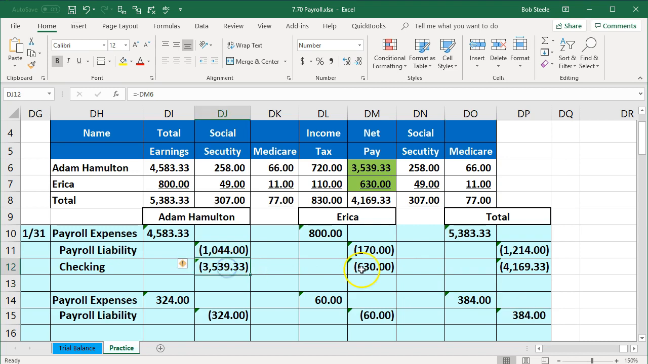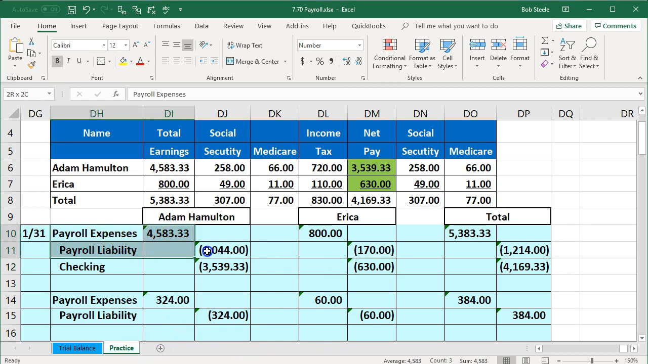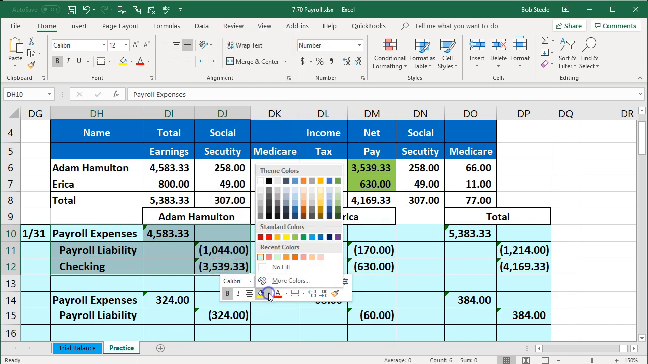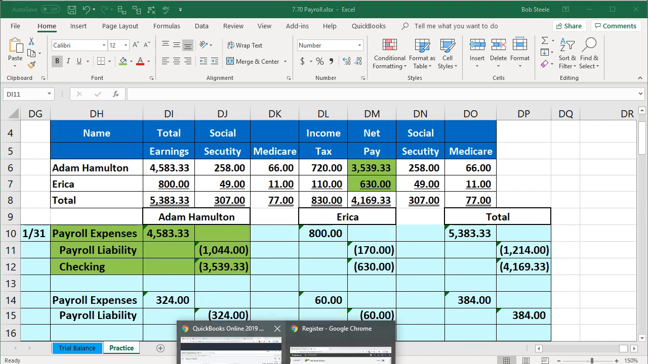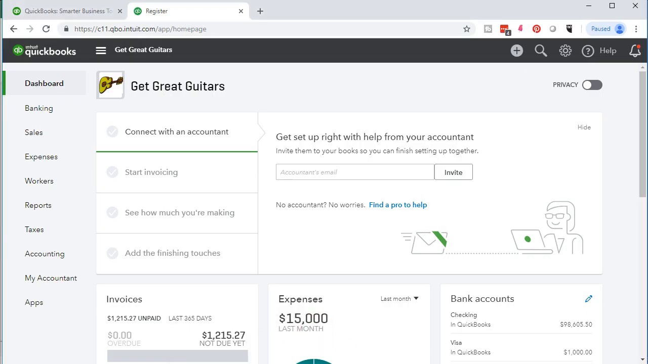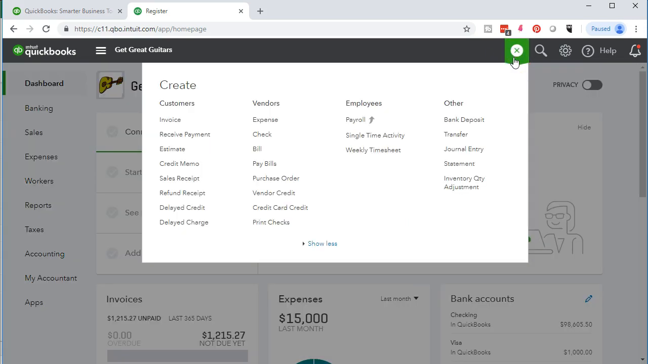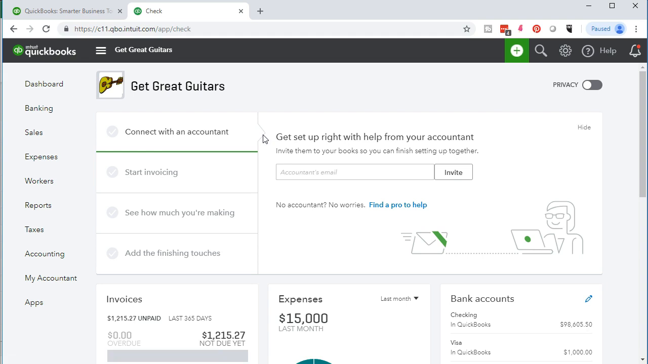We'll enter these two as checks, and this one we can enter as a journal entry or use a register to enter it. We'll start here, so I'm going to highlight this and I'm just going to make it green. This is the first thing we're going to enter into our system. So we'll go back to our QuickBooks and open up QuickBooks. We're just going to write a check now, so we're going to select the plus drop down up top. We're going to go to the check that we're going to write.